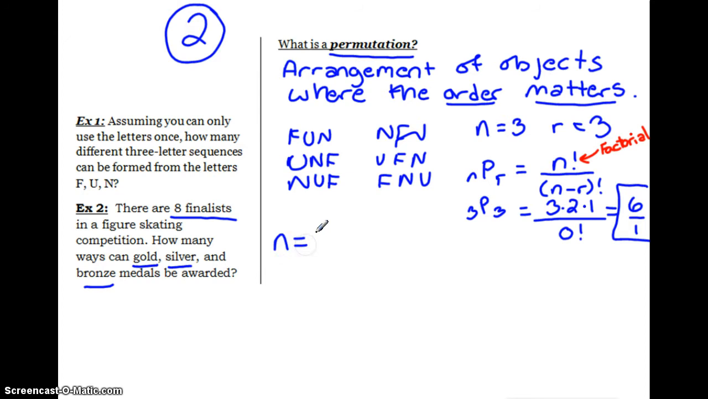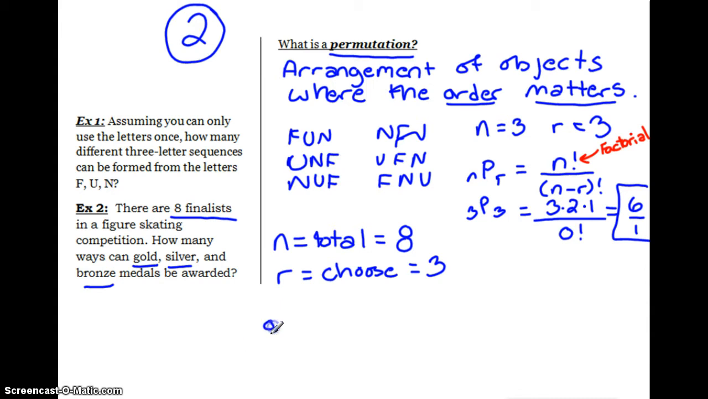N, again, is your total. So if N is our total possibilities, that means that N will be 8 in this scenario. R is how many we want to choose. We're only allowed to choose 3 because we only have gold, silver, and bronze. So I want to choose 3 positions, okay? So now we're going to use our permutation formula.